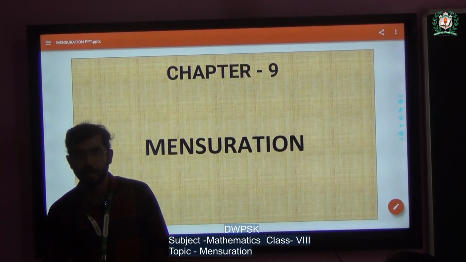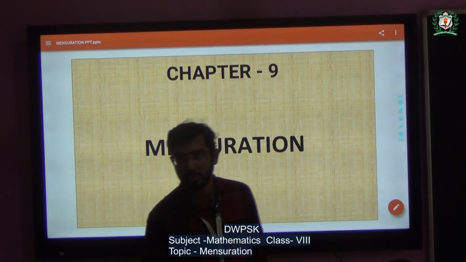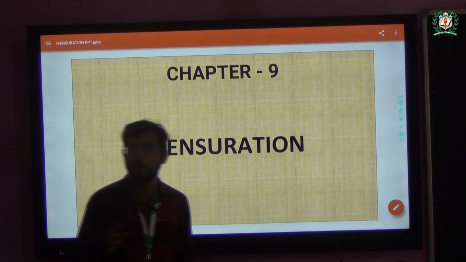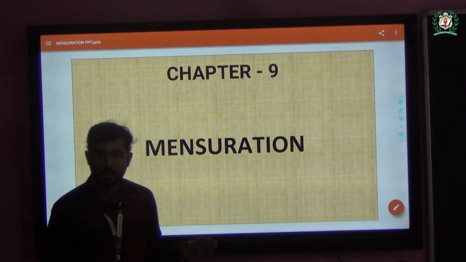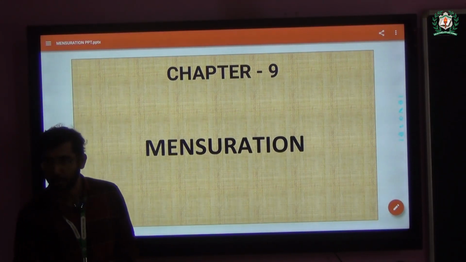Okay, so our today's topic is chapter 9, mensuration. We have already done two topics based on it, like cube and cuboid. But today's topic is a little bit different. So first, let me show you some pictures and you people will guess what our topic is today.